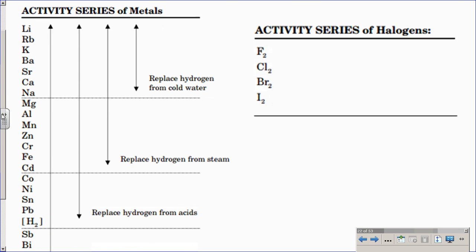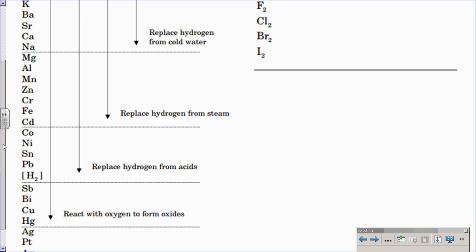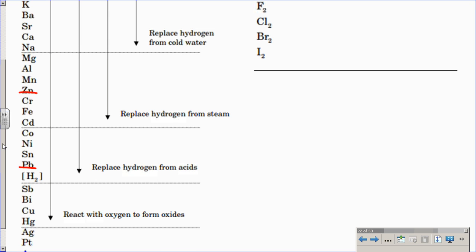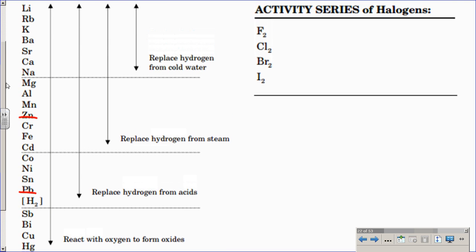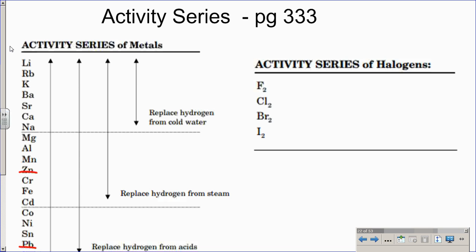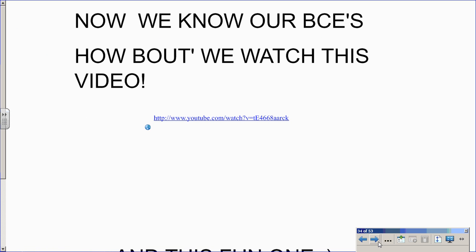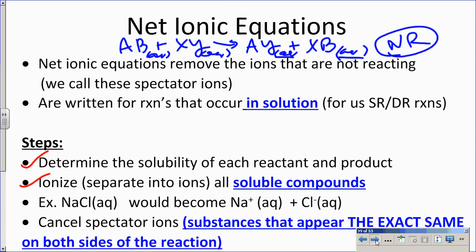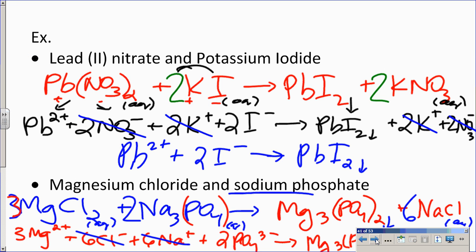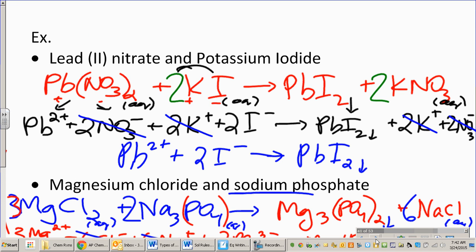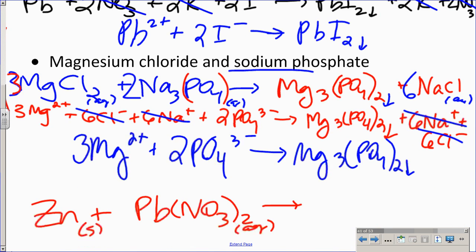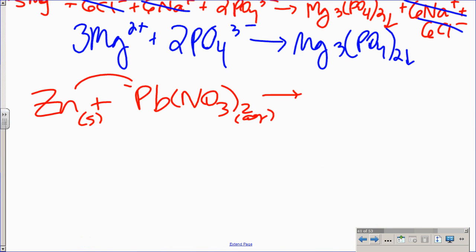All right. Is zinc more active than lead? Yay or nay? Yay. Zinc, lead. Zinc is up. It's like super active. It's going to boot lead out of that relationship. Okay. So it's going to boot this one out. So they're essentially just trading places. Yeah. Tell me the new compounds.